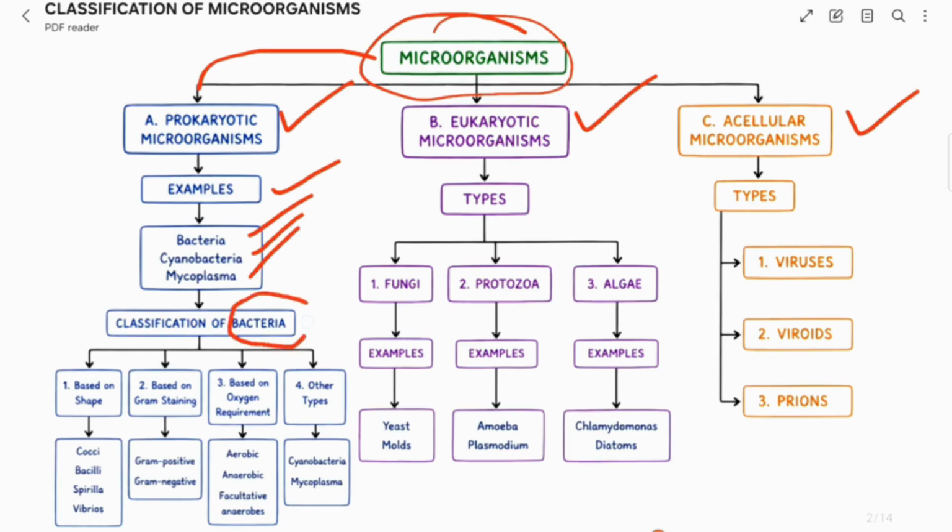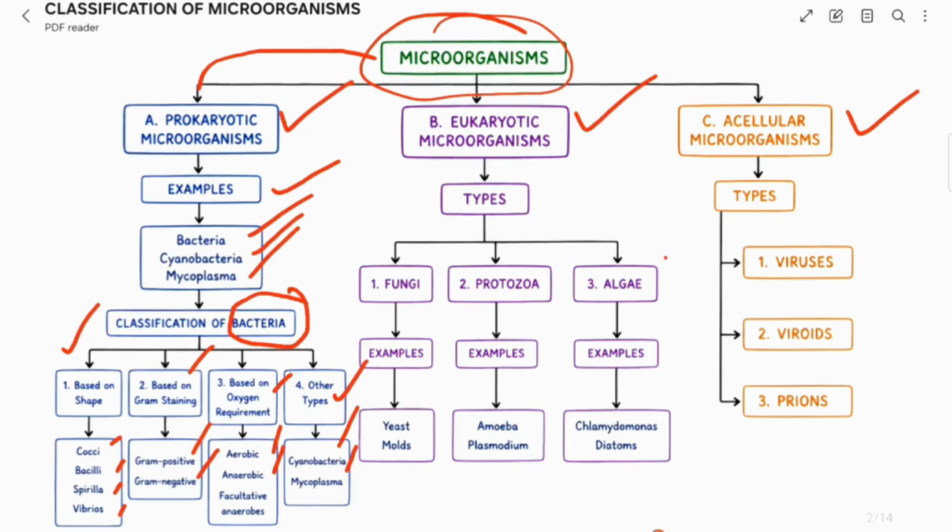Bacteria are further classified based on various criteria. Based on shape, they are cocci, bacilli, spirilla, vibrios. Based on gram staining, gram positive and gram negative. Based on oxygen requirement, aerobic and anaerobic, and other types like cyanobacteria and mycoplasma.